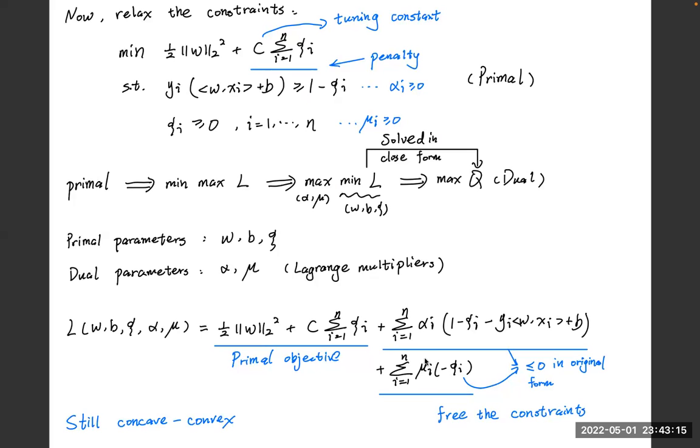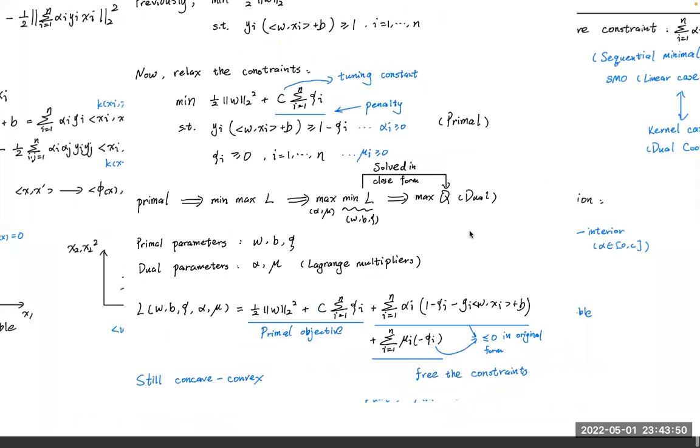Okay, and after we write it in this form, basically we free the constraints so that we solve an unconstrained problem, the min-max problem for this Lagrangian. And this Lagrangian is still concave-convex. It is concave in the dual parameters and convex in the original parameters. Okay, so that's this Lagrangian, and then we can go through this scheme on this line in order to solve this problem. Okay, so now let's continue.